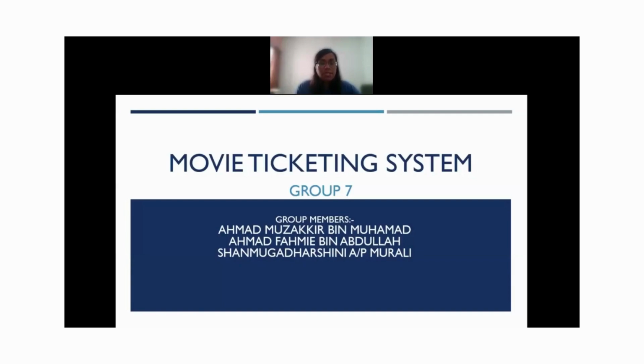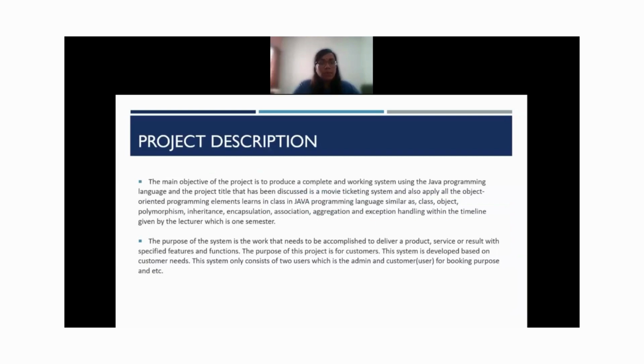Today I'm going to present the project description, flowchart and the classes that we have divided to each member. The main objective of the project is to produce a complete and working system using the Java programming language. The project title we discussed is a movie ticketing system, and we have applied OOP elements learned in class as part of the Java syllabus: class, object, polymorphism, inheritance, encapsulation, association, aggregation, and exception handling, within the timeline given by the lecturer within one semester.